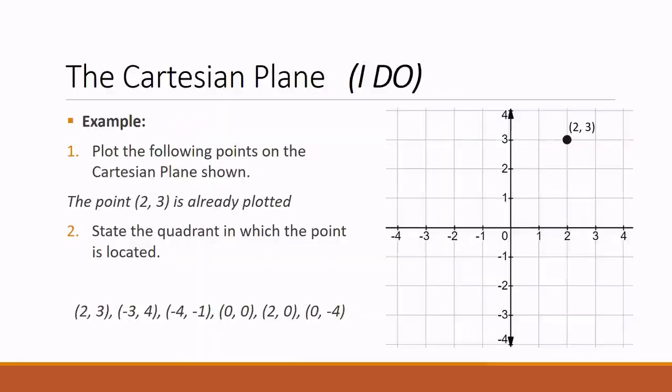Well, that's it for the theory. So let's take a look at some examples now, and let's have a look at actually plotting a couple of points. So this example here is an I do, and what I'm going to do is I'm going to show you how to plot the following points on my Cartesian plane. Here are the points down the bottom here. Now the first one, (2, 3), I've already drawn for you, and let me show you how I came up with that.